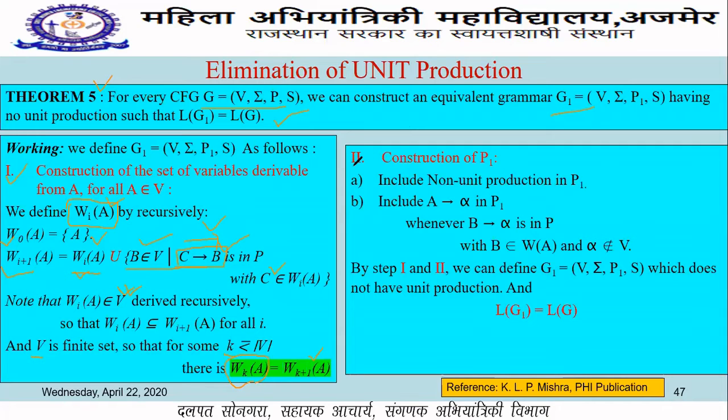Okay, so in the second step, we construct a simplified set of productions by using the set of productions in grammar G. Here the simplified set of productions is denoted by P1, and the grammar G has the set of productions P. So in the very first step, we include all those non-unit productions which are available in the set of productions P into the set of simplified productions P1. That is, the productions that are not unit productions are included in this step. Hope you understand this.